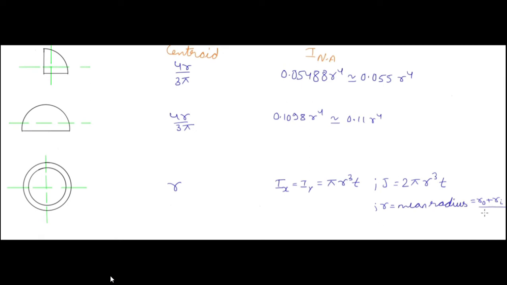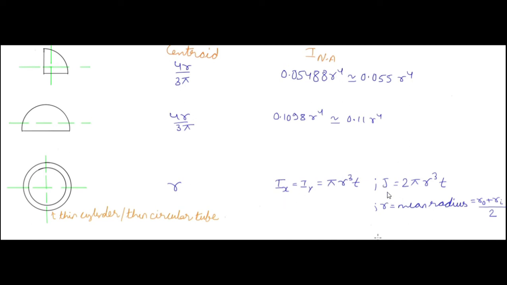the thin cylinder or thin circular tube. So this is the thin cylinder or thin circular tube having a thickness of T, and R is the mean radius, means (outside radius plus inside radius) by 2. So R is the mean radius. About both axes, whether it's the x-axis or y-axis, the area moment of inertia is equal to pi r cube T. R is the mean radius and T is the thickness. Now the polar moment of inertia is 2 pi r cube T.